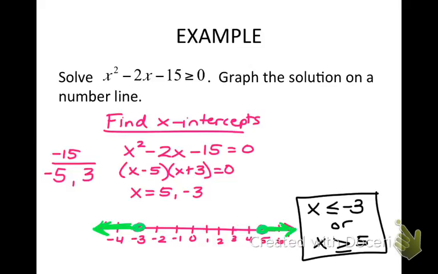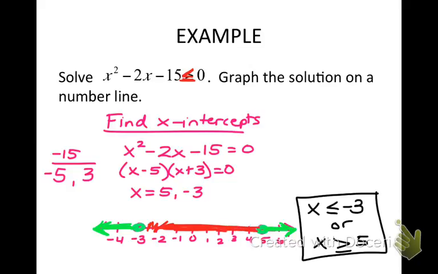So this is what it would look like on just a number line. And my solutions would be, any number less than or equal to -3, if I plug it in there, will get me a value greater than or equal to 0. Or any number greater than or equal to 5 is going to get me a value greater than or equal to 0. If this would have changed to, let's say, less than or equal to 0, then where would your graph be negative? In between, which would have been this whole solution area, right?